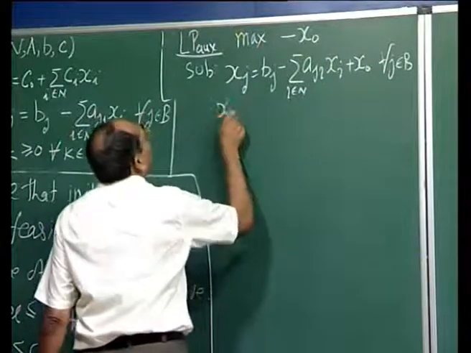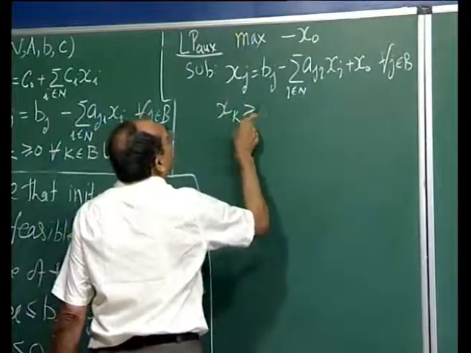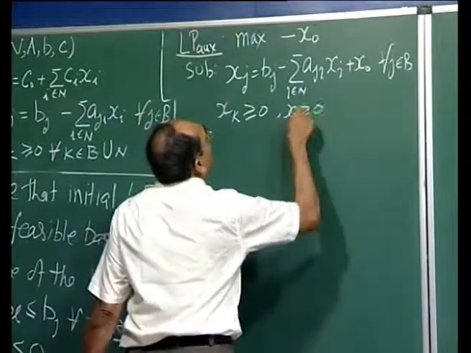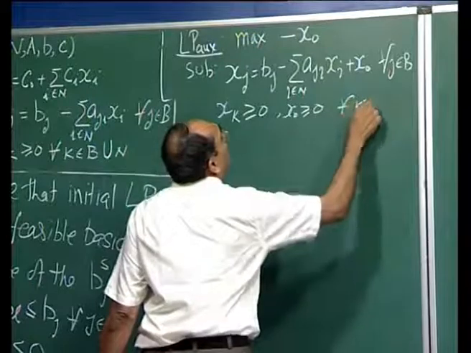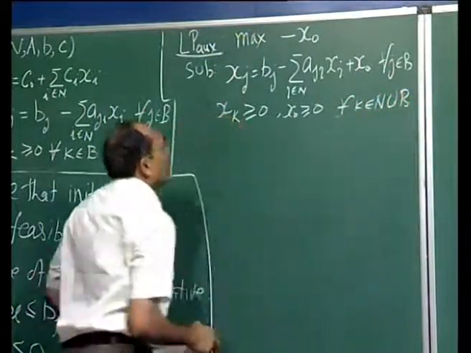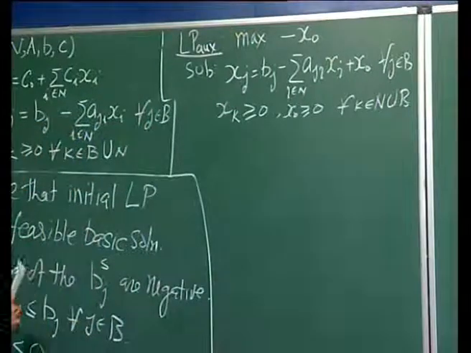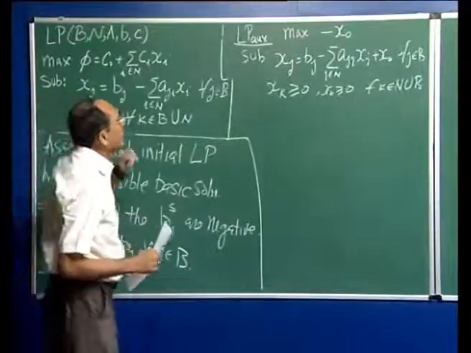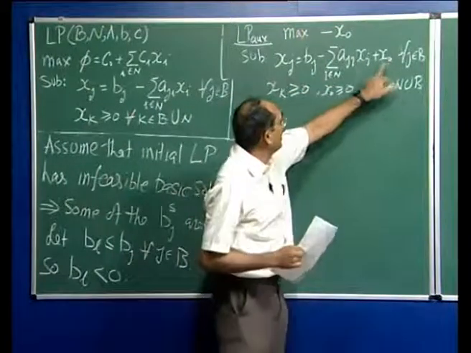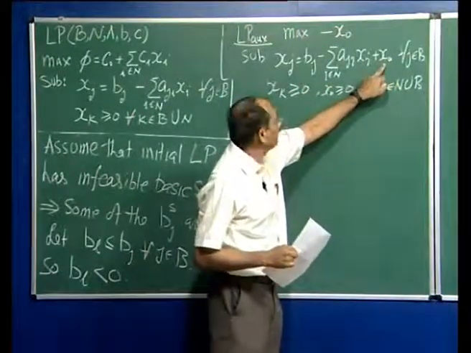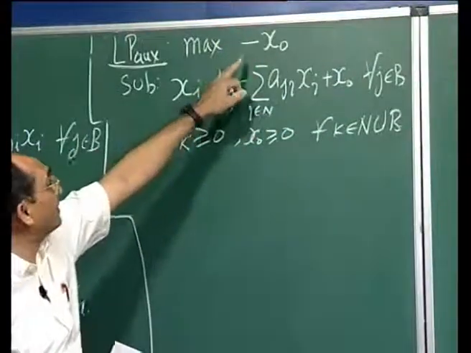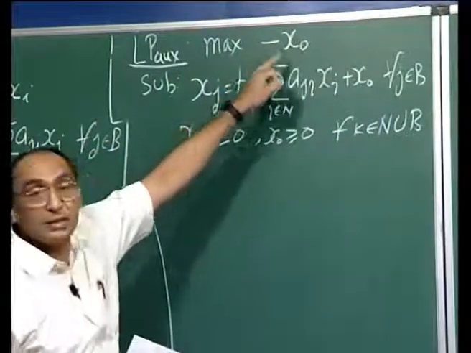and xk must be non-negative, x naught must be non-negative, for k in N union B. So I have just rewritten the same program. Only thing is I have introduced an x naught in the condition part. I have just added x naught here. But I completely replaced the old objective function by this expression, namely minus x naught.